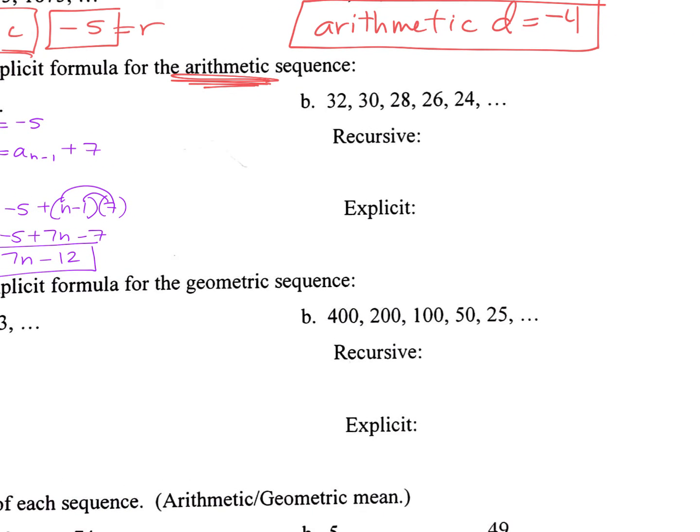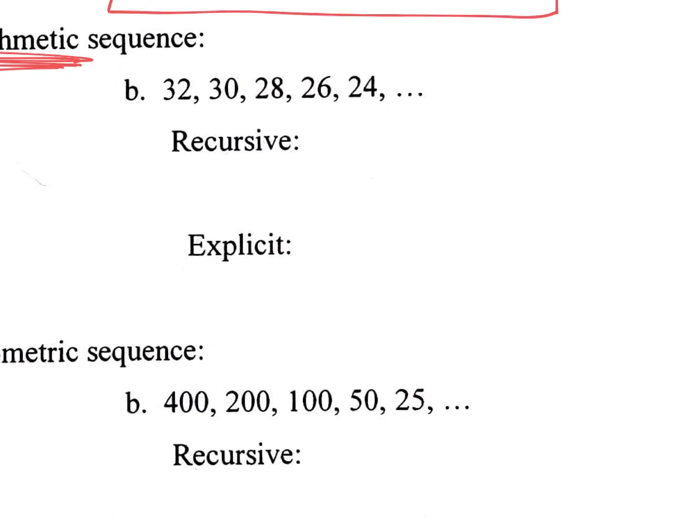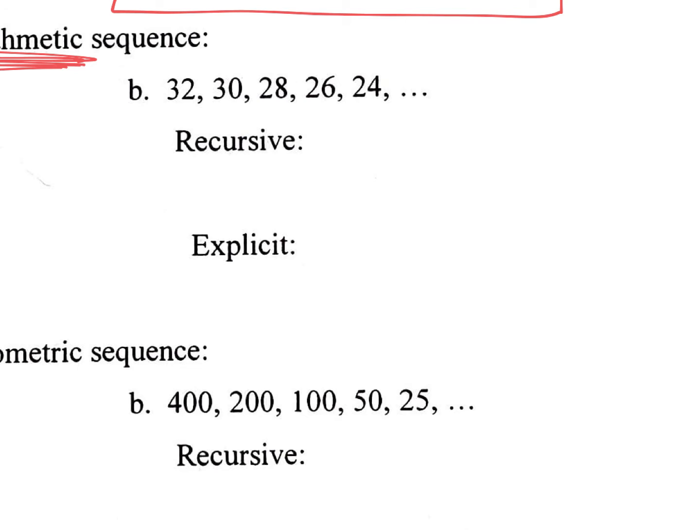Stop it. Okay, recursive for letter B here. What is a sub 1? 32. Okay, so then a sub n equals a sub n minus 1. What? Minus 2. You're subtracting 2. And remember, 30 minus 32 will get you a negative 2, right? So you're subtracting 2, subtracting 2, subtracting 2. So that's all you got to put there for your recursive.